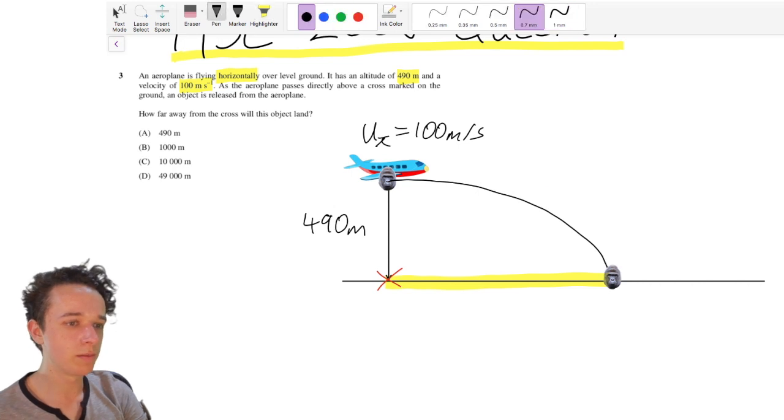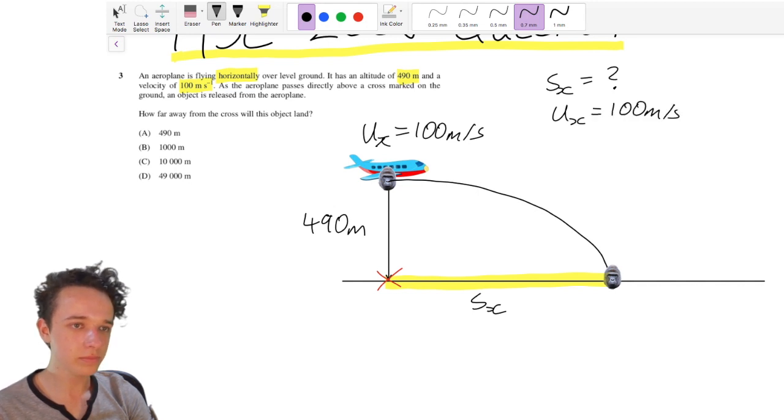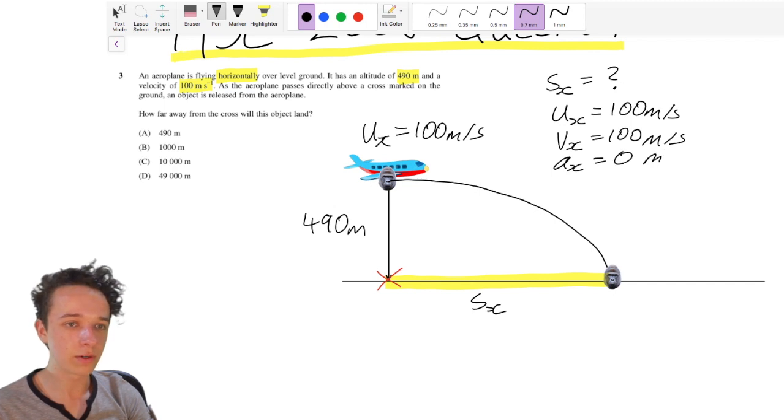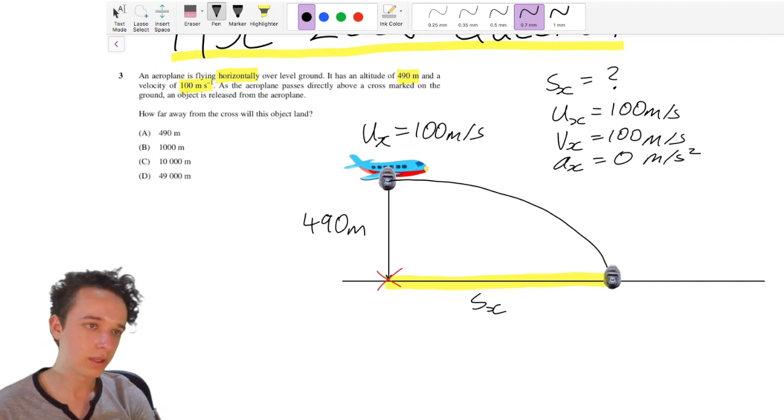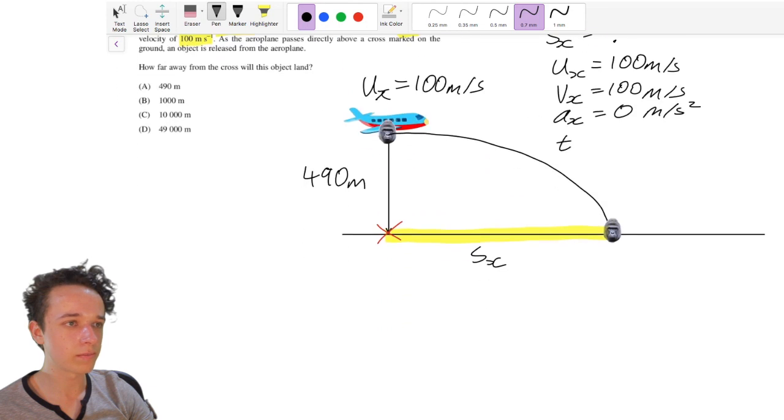So what data do we have about the x component? Well, Sx is what we're trying to find. Ux we have as 100 meters per second. Vx is also equal to 100 meters per second because there is an acceleration of 0 in the x direction. And we don't know what t is, so I'll just leave that blank.